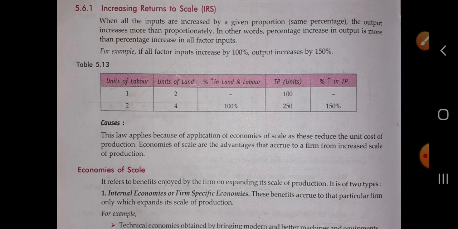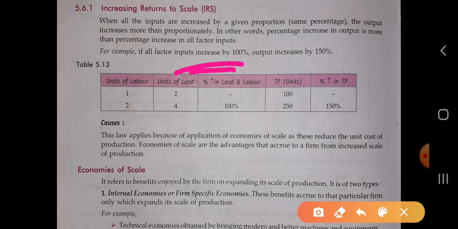For example, if all factor inputs increase by 100%, then output increases by 150%. If any producer or firm increases input by 100%, okay, उसने कुछ inputs लगाया है, उसमें increase कितना किया है, 100% increase किया है. So उस 100% increase होने की वजह से, increased input होने की वजह से उसका 150% क्या हो रहा है, output increase हो रहा है, ठीक.